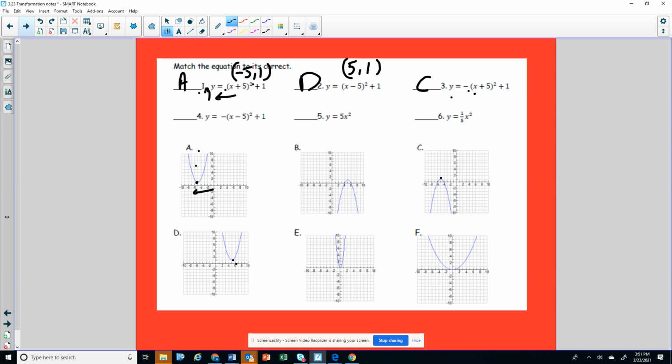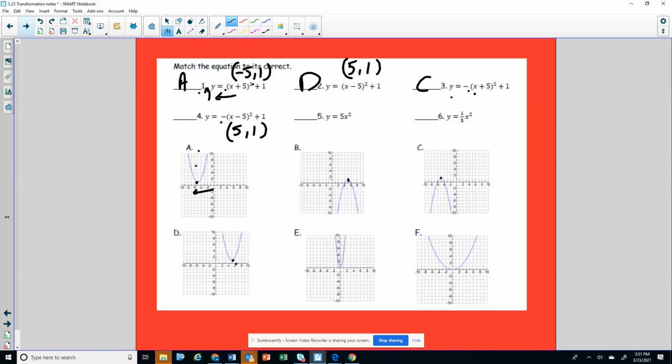And let's see. The vertex for number 4 is 5, comma 1. Because this is negative, it's going to open downwards. 5, comma 1, that's the vertex right here, opens downward. And if you notice, again, this is the opposite. It reflects from D.